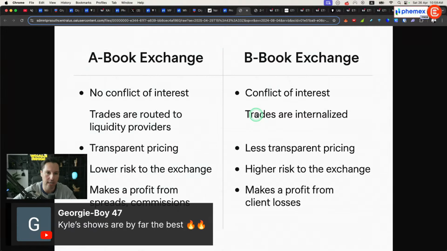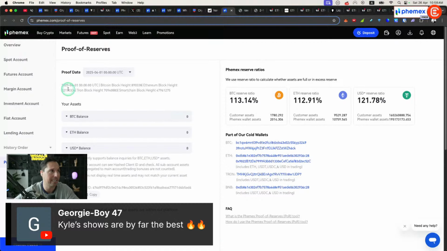But when you trade on a tier 1 exchange or an A book exchange, trades are routed directly to the liquidity provider, and they're making their profits through spreads and commissions, as opposed to making their profit from the client loss. So it's more transparent, lower risk to the exchange, lower risk to you. This is one of the reasons that I've started to trade specifically on Phemex. They have all their proof of reserves over here. You can actually click on their cold wallets and see they're backed more than 100% in terms of what's allocated on the exchange.